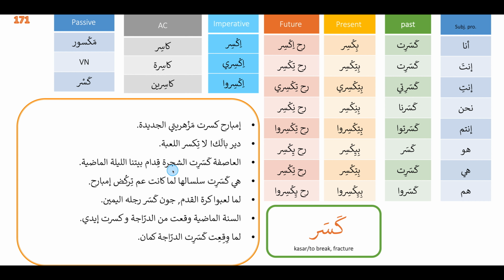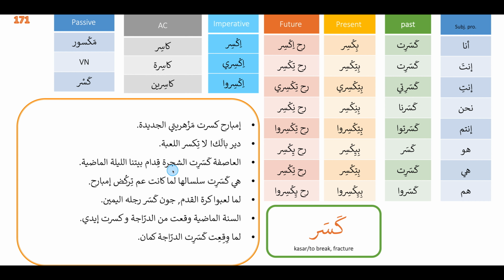هي كسرت سلسالة لما كانت عم تركض امبارح. هي كسرت, she broke, سلسالة, her necklace, so سلسال means necklace, and the ة belongs to her. لما كانت, when she was, عم تركض, running, امبارح, yesterday. She broke her necklace when she was running yesterday.